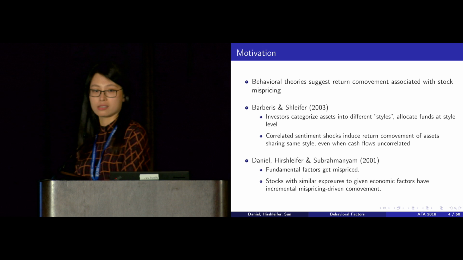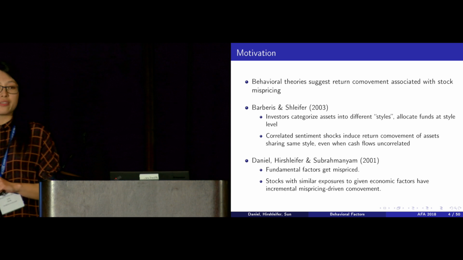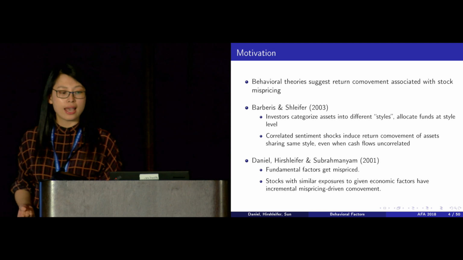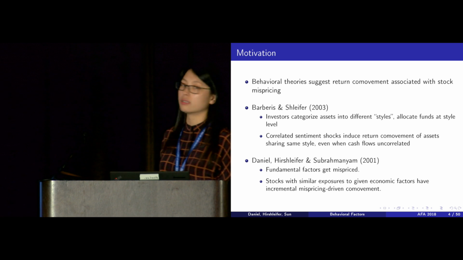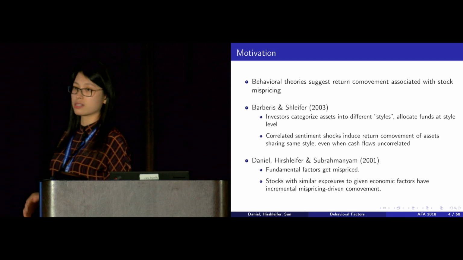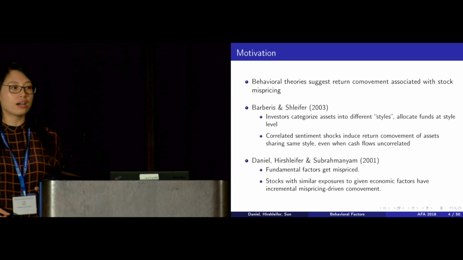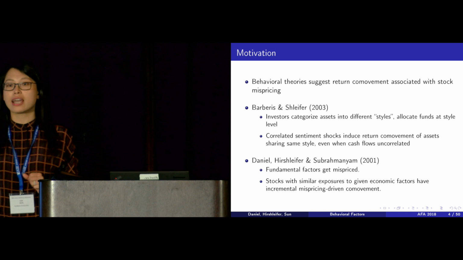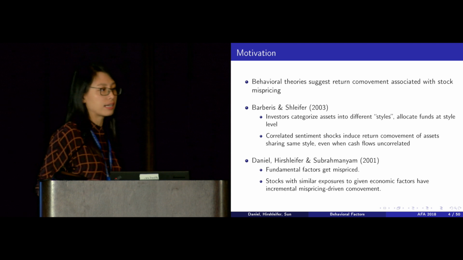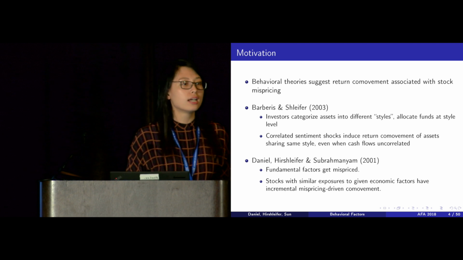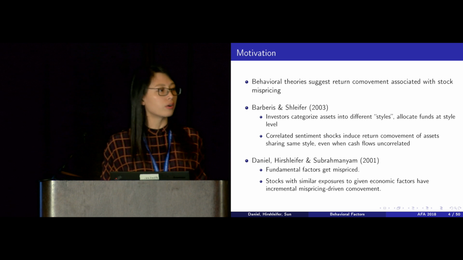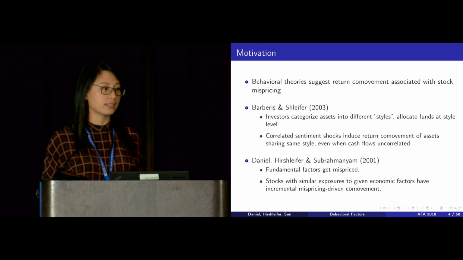So why behavioral factors? Behavioral theories suggest that there could be return co-movements driven by common mispricing. For example, in the style investing model of Barberis and Shleifer, investors tend to categorize assets into different styles, and they allocate their capital at the style level instead of the individual asset level. As such, when investors are subject to correlated sentiment shocks, these shocks can cause return co-movement of assets sharing the same style, even when their cash flows are uncorrelated.